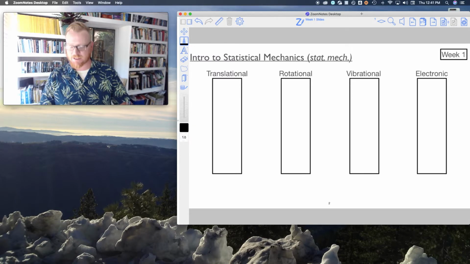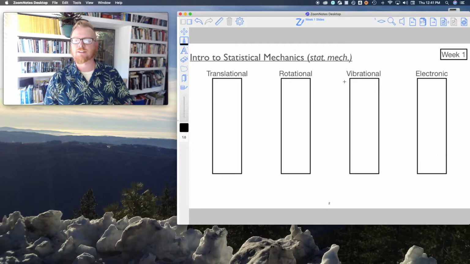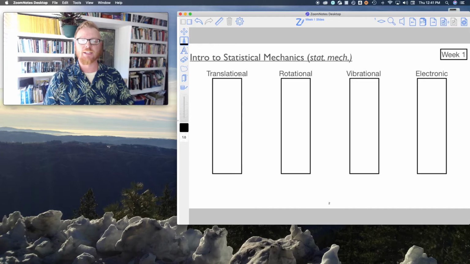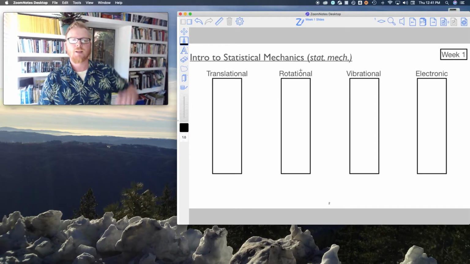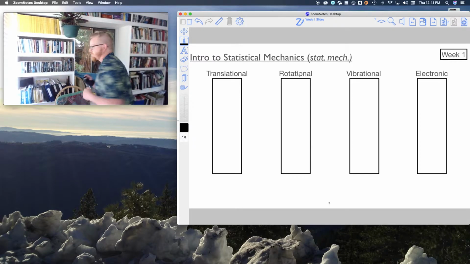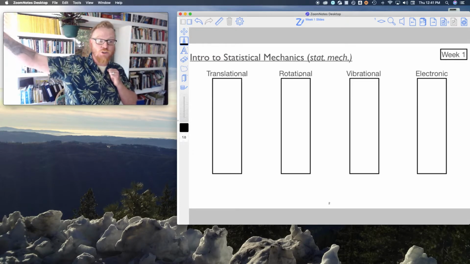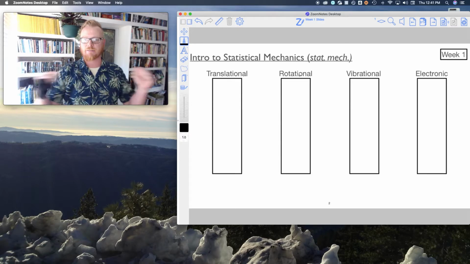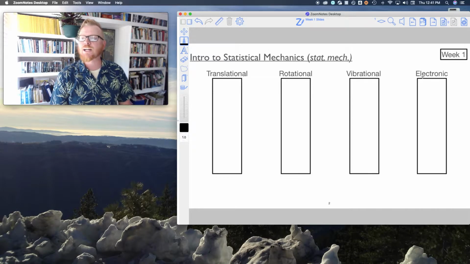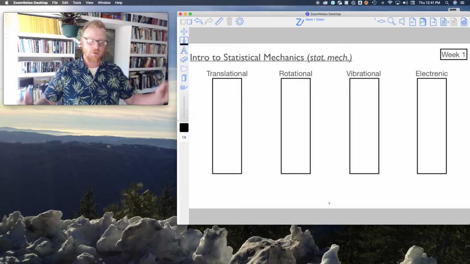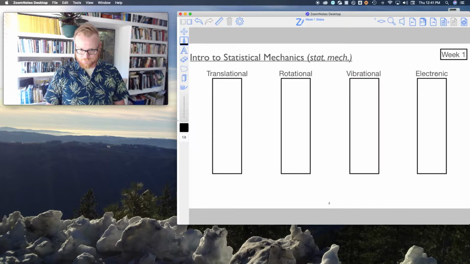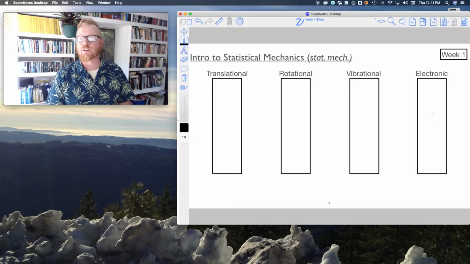Here I have 4 boxes. These 4 boxes are what I like to call the 4 things that molecules and atoms can do. They can translate, so that means they can move around. They can rotate, like that. They can vibrate about a chemical bond, right? 2 nuclei can vibrate in and out of each other. And they can do electronic stuff. That electronic stuff is what we know as chemistry.